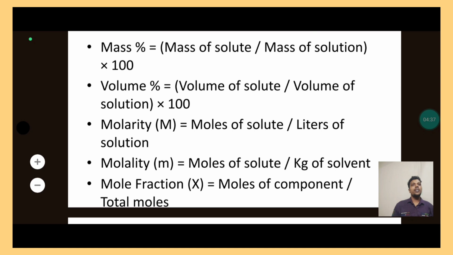This is the first part of the chapter Solutions. We will go into details of the next part in the next class.